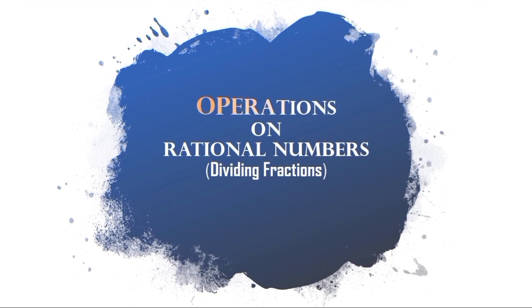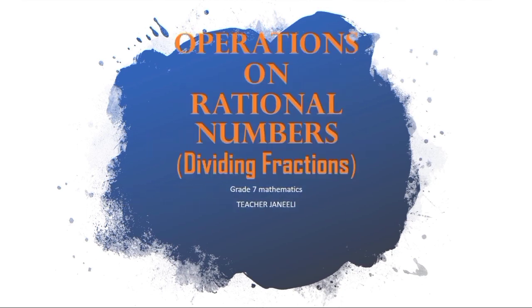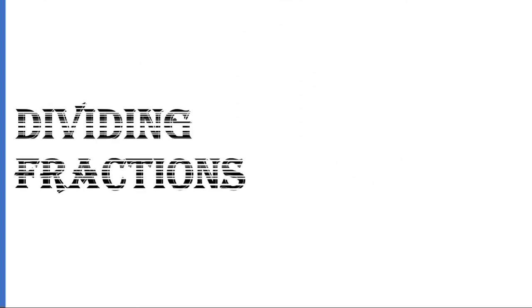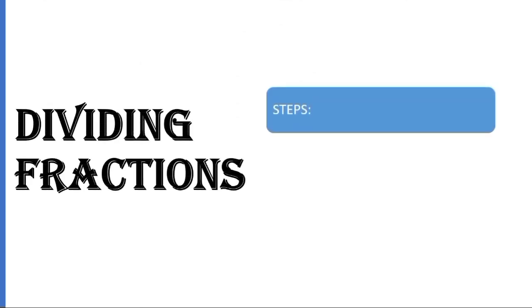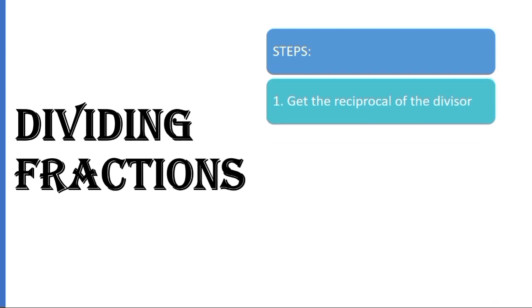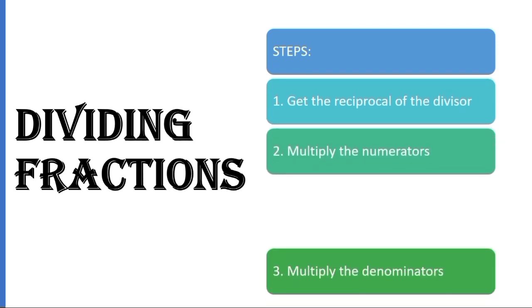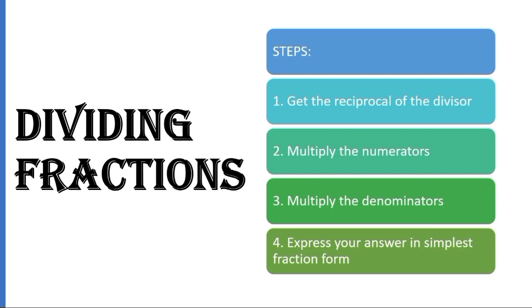And now, let's proceed with dividing fractions. Steps in dividing fractions. So, in dividing fractions, we use multiplication of fractions. All you have to do first is to get the reciprocal of the divisor. So, let's practice. Give the reciprocals of the following numbers: 4, 2/3, and 1/5. The reciprocal of 4 is 1 over 4.